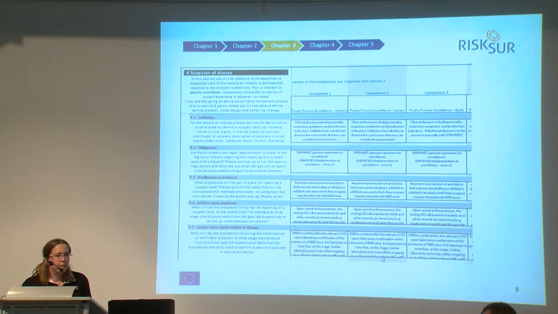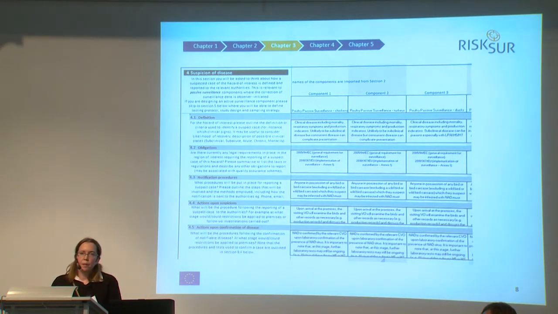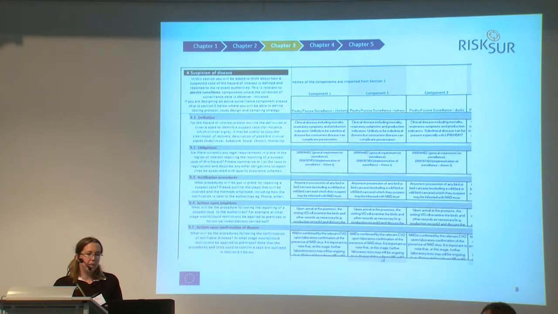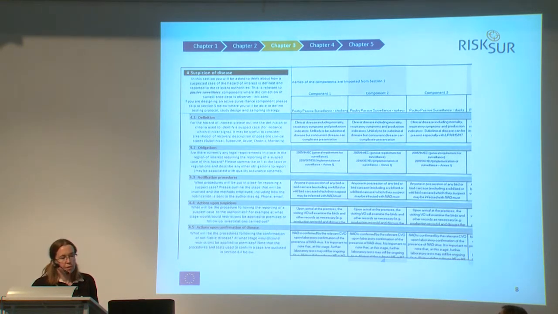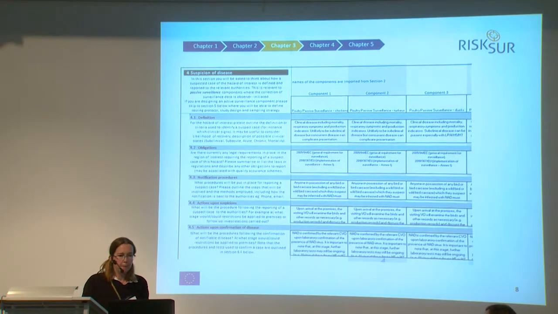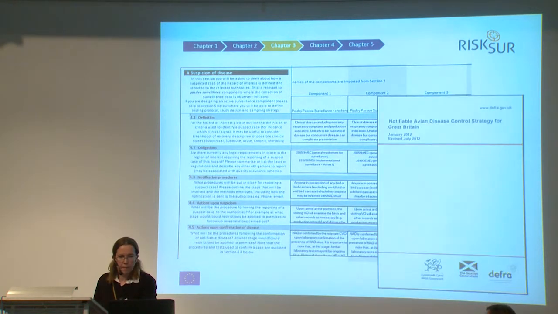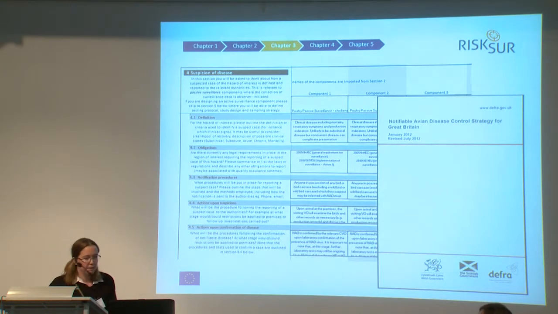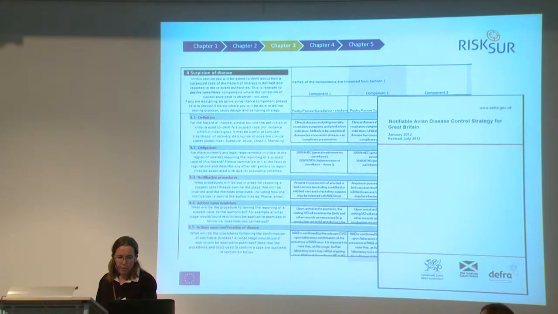Last May we implemented testing for exclusion. So if the private vet thinks that notifiable disease is fairly unlikely, then they can ask for confirmatory testing, but without restrictions being placed on the farm, and that's at the farmer's cost, not the government's. This is all laid down, and we're documenting it at the moment, in our notifiable avian disease control strategy for Great Britain.